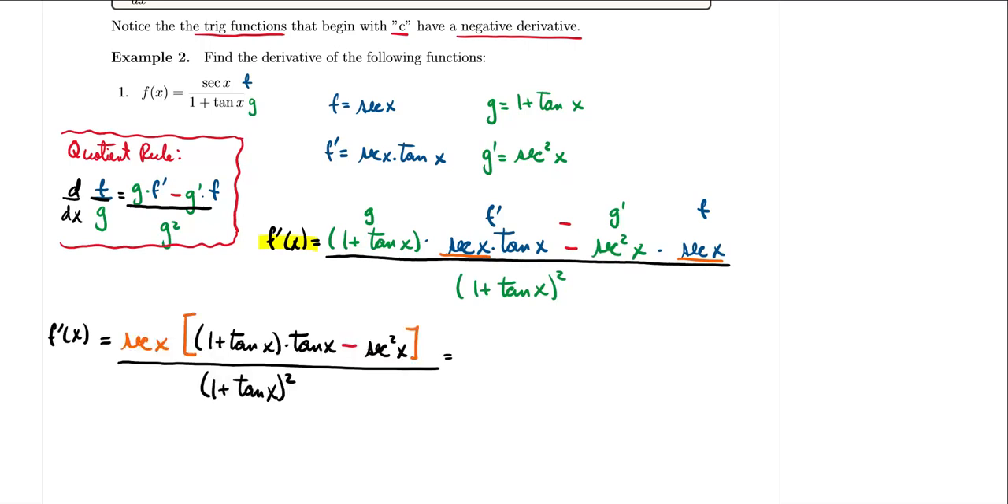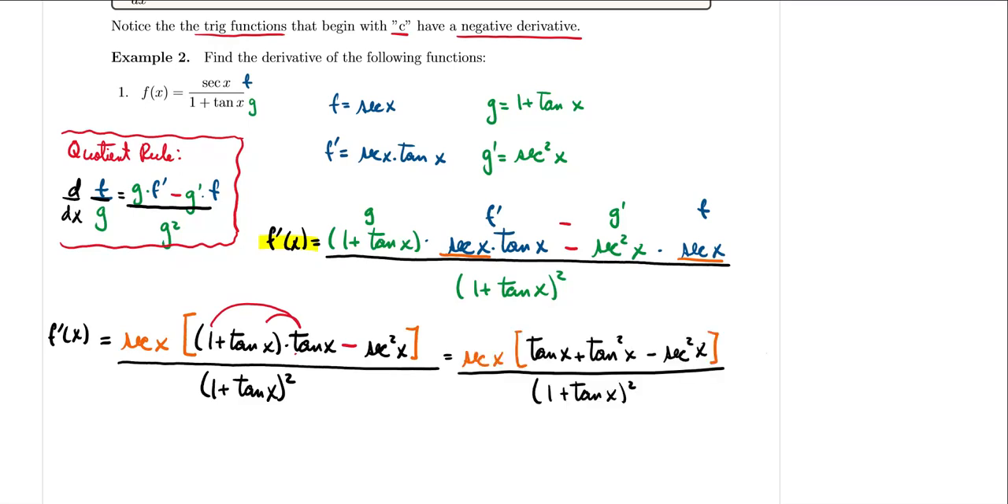So we're going to get then that the derivative is equal to the secant of x times all of this, the 1 plus tangent of x times tangent of x, minus secant squared of x, and the whole thing is being divided by parentheses 1 plus tangent of x squared. Now, I'm going to go ahead and distribute this tangent of x to see what we get. All right, so this is going to give us a secant of x times tangent of x plus tangent squared of x minus secant squared of x, and it's all over the parentheses 1 plus tangent of x squared.